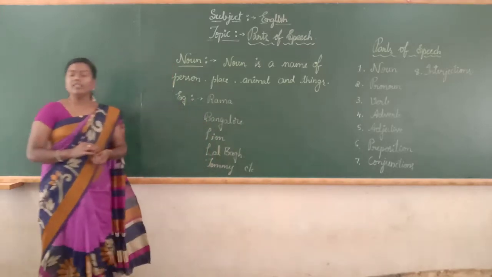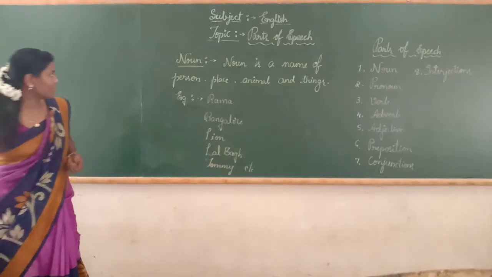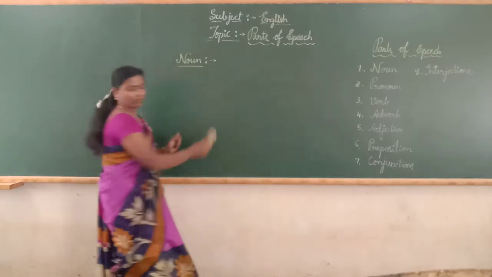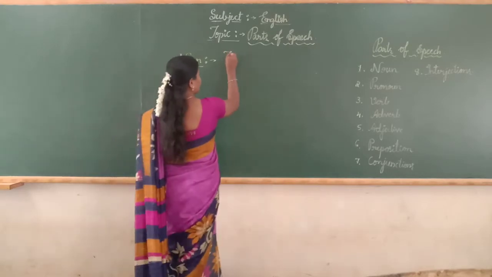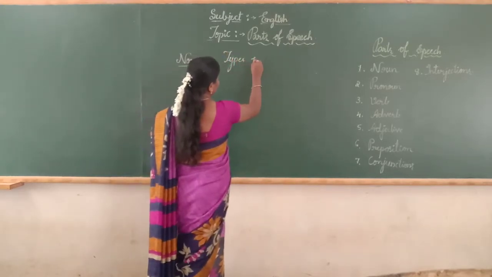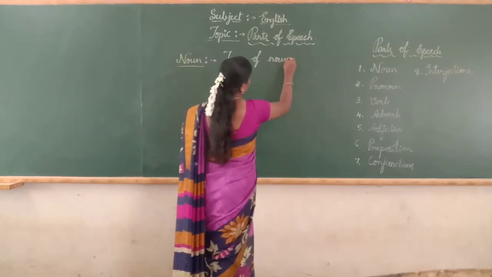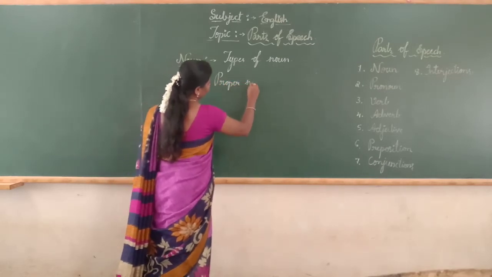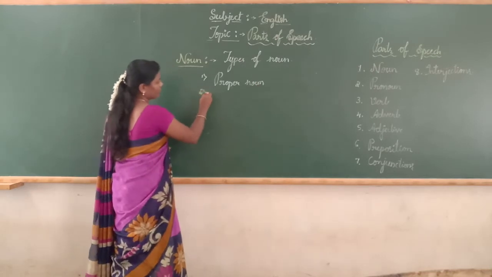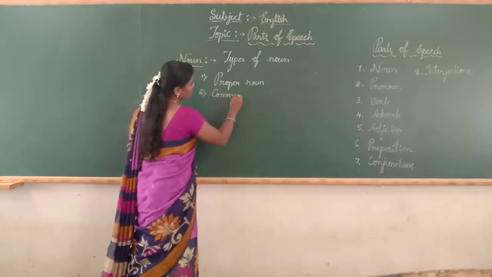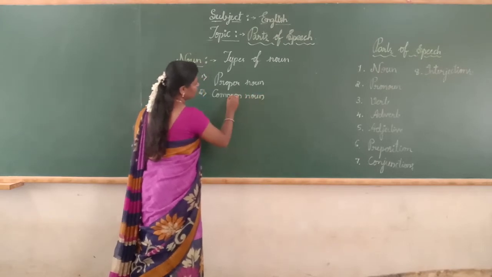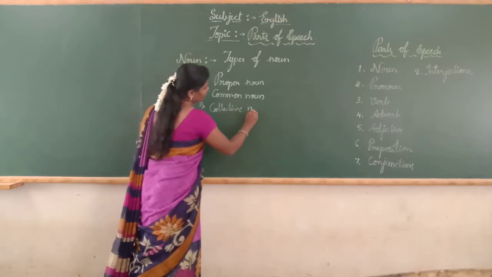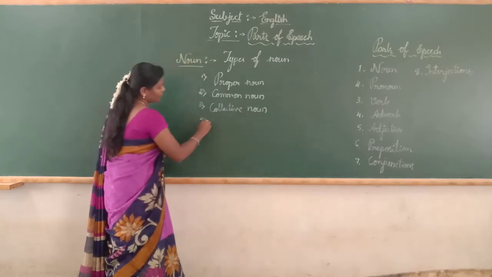So there are six types in noun. Now we are discussing about types of noun. Now, first one, proper noun, second one, common noun, third one, collective noun, fourth one, material noun.